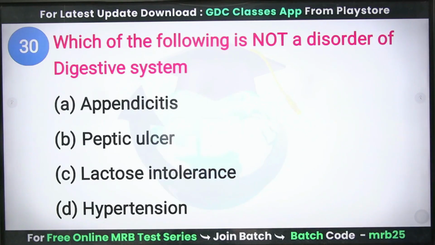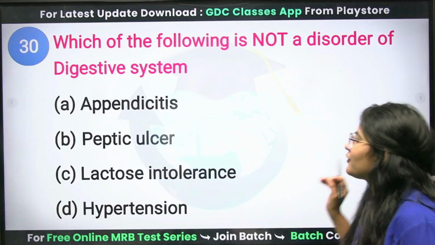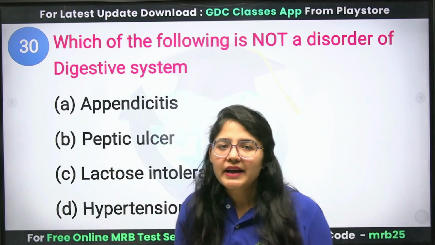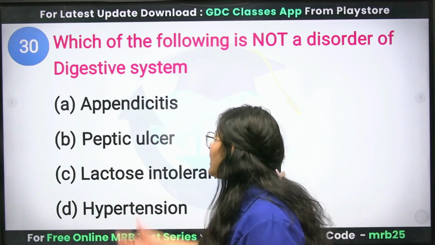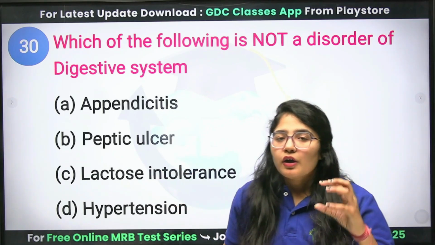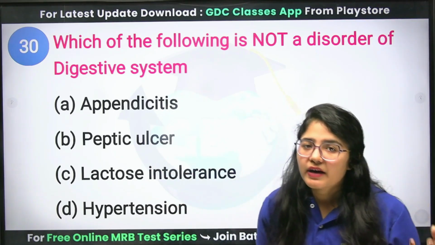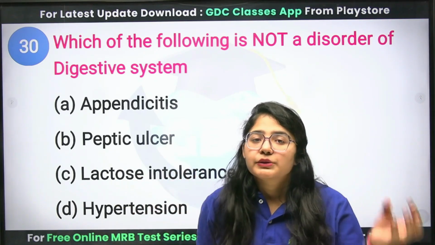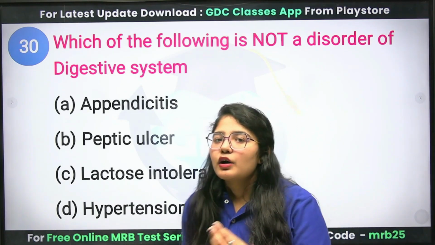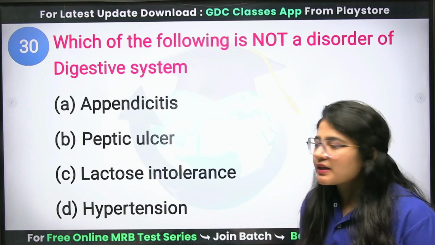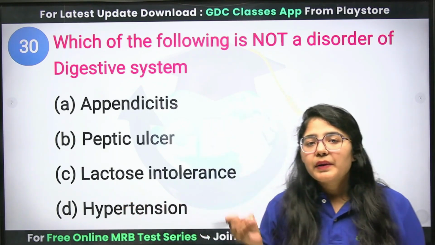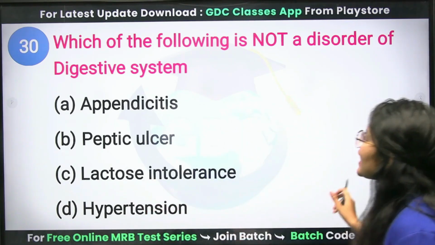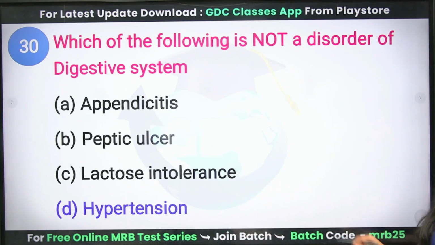Next question, and the last question. Which of the following is not a disorder of the digestive system? Appendicitis. Itis means inflammation in your appendix. Appendix is a part of your digestive system. Peptic ulcer. The ulcer caused by your acids is your peptic ulcer. Lactose intolerance is when your body is not able to digest the lactose present in your milk products. Next is hypertension. Hypertension is a disease of your cardiovascular system. It is not a part of your digestive system. So the correct answer is hypertension.